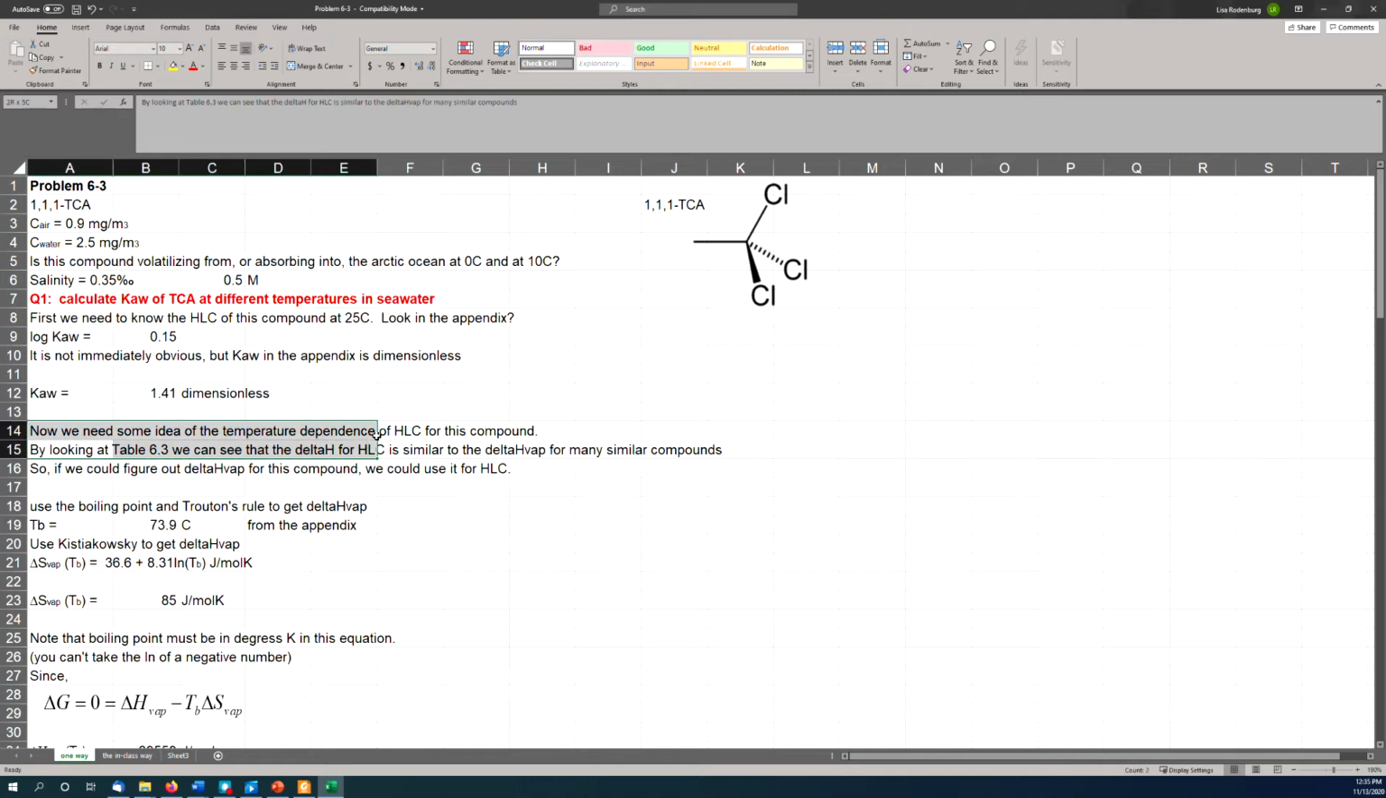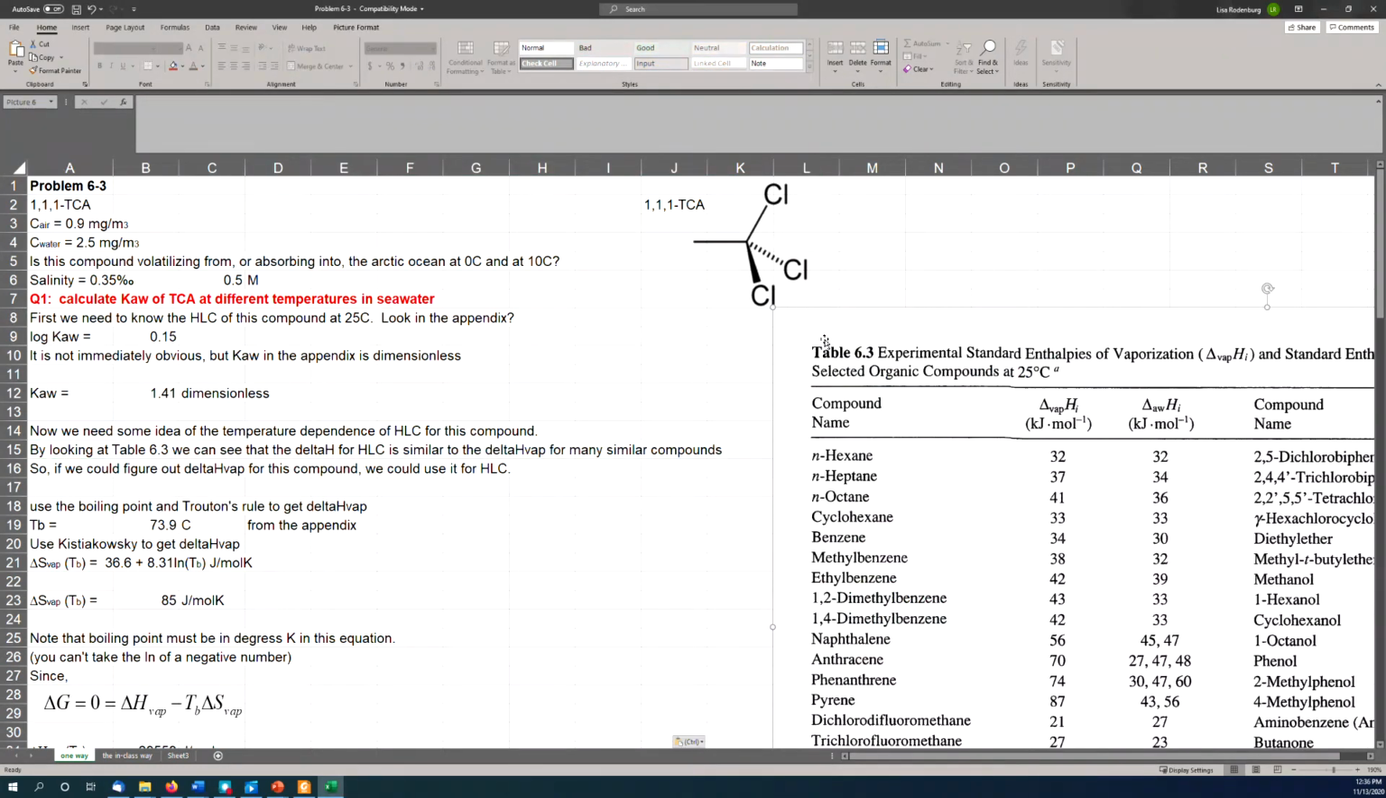So by looking at table 6.3, we can see that the delta H for the Henry's law constant for many compounds is basically the same as their delta H of vaporization, right? So if we knew delta H of vaporization, we wouldn't need to do much to it. We could just use it directly as the delta H for Henry's law. And just to prove this to you, here is table 6.3.